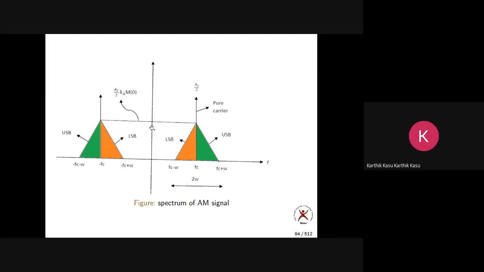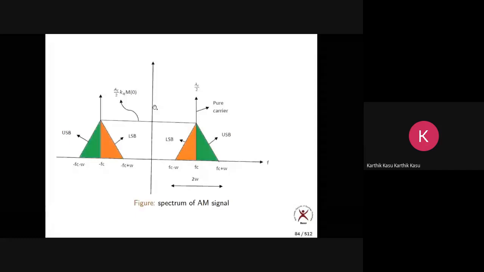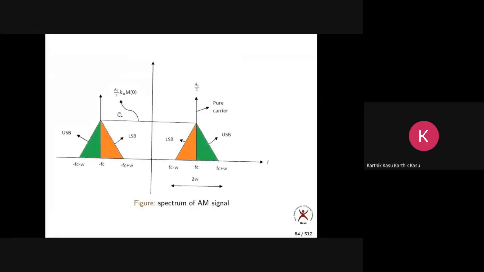Now, I told you already that the spectrum has to be symmetric. Whatever is there on the right hand side, the same thing should be there on the left hand side. So we don't give much importance to the left hand side. Just take the reflection about this axis. Draw the figure. It should be a mirror image. Is it okay, all of you?